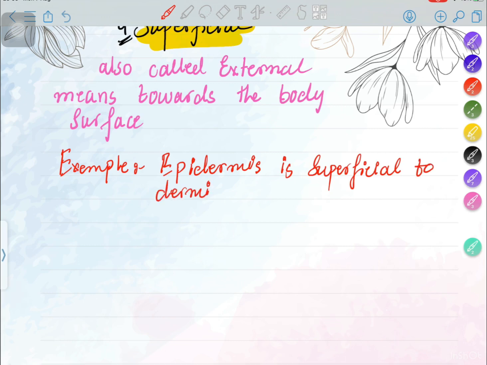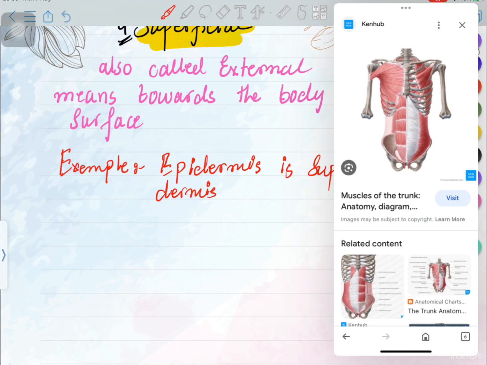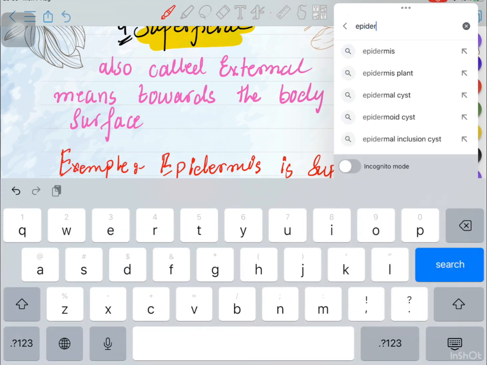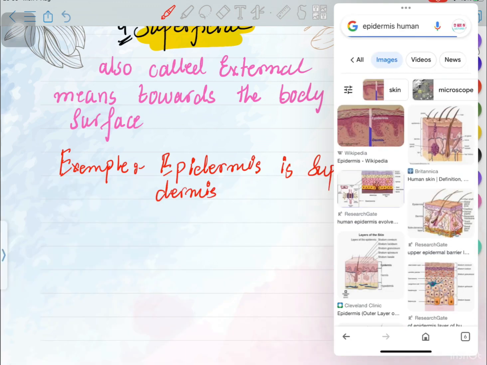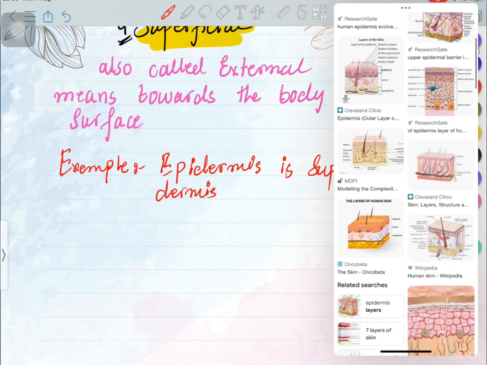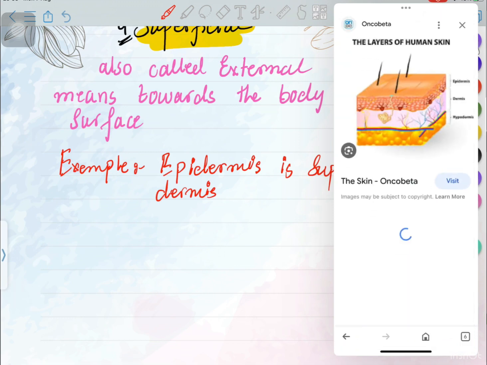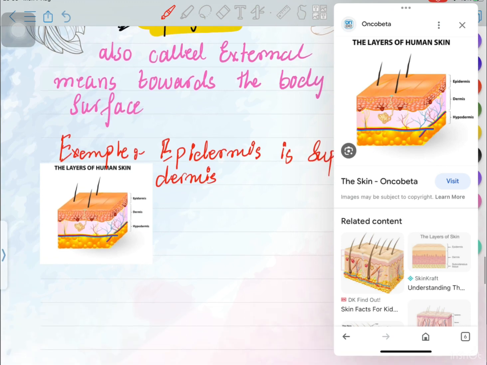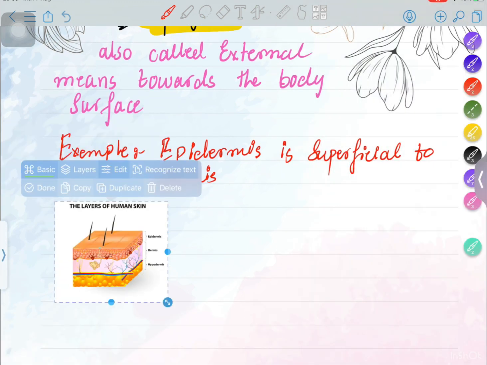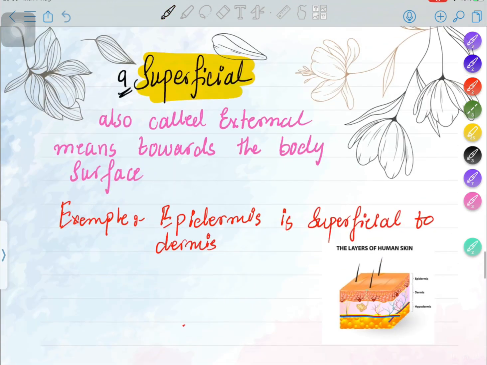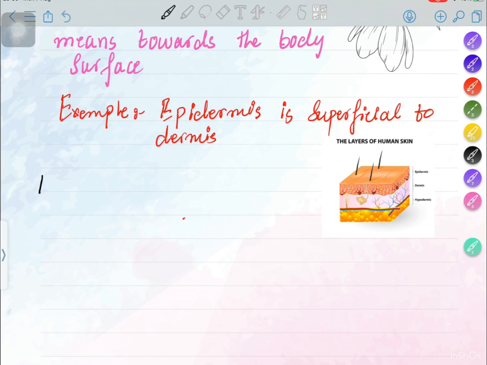So I will show you the picture, so that it could be clear in your heads. Epidermis is superficial to dermis, and here, let me show you. I think you are familiar with this diagram from your IGCSE, your A-levels part, correct? If you see here, the epidermis over here is the first layer, correct? So it is towards the surface and more closely surface. So it is superficial to dermis. I'm putting it here so that it becomes easier for you guys.